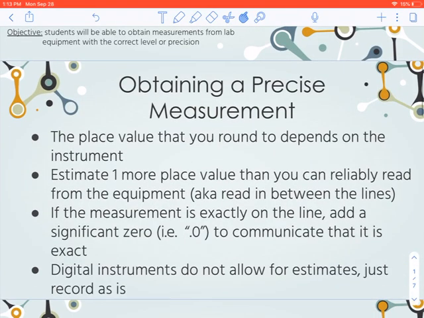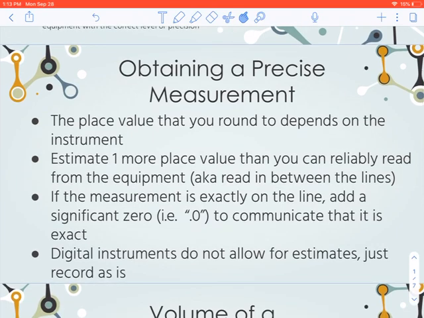So, like I just said, it does depend on the instrument and what the scale is on that instrument, not scale like the kind you weigh things on, but the scale, like if you're looking at a ruler, what each of those little lines mean, or if you're looking at a graduated cylinder, what each of those lines represent. In general, you look at what you can reliably read with those lines, and then you estimate one more place value, and that would be what you round to.